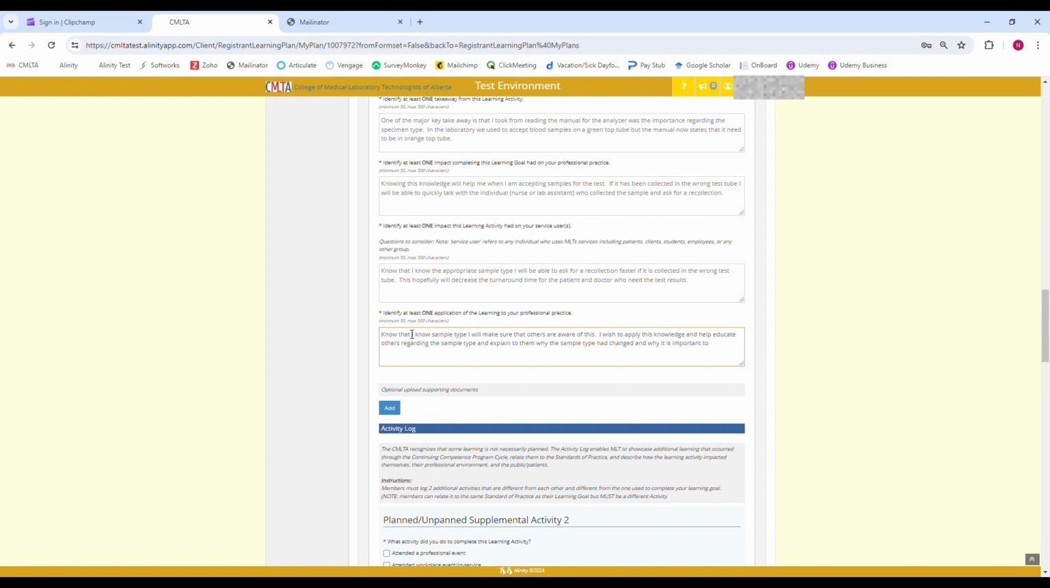They will also help educate others regarding the sample type and explain to them why the sample type has changed and why it is important to always be aware of proper sample types. I now know that I will never accept a green top blood tube when performing this test on this new analyzer. Here, the MLT can also provide additional supporting documents if they wish to do so. This is not required, as the evidence that learning occurred and its application was provided when answering the above questions.